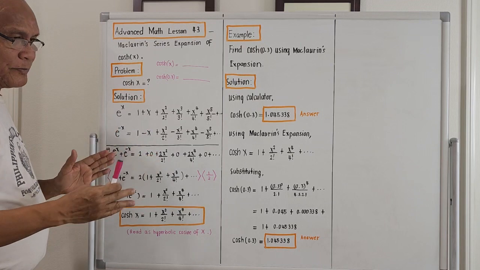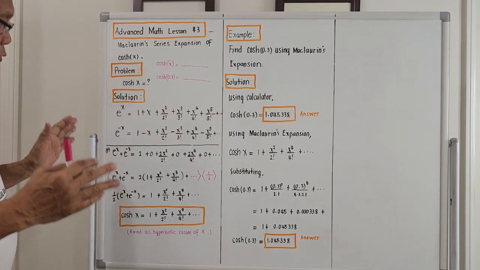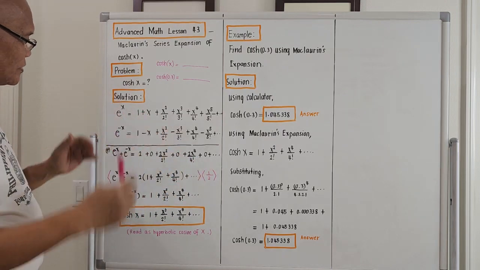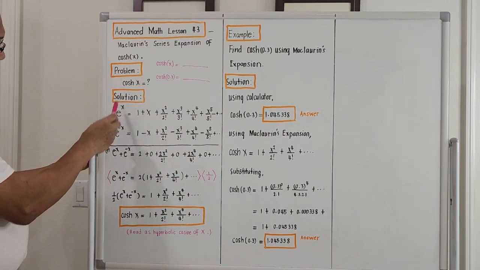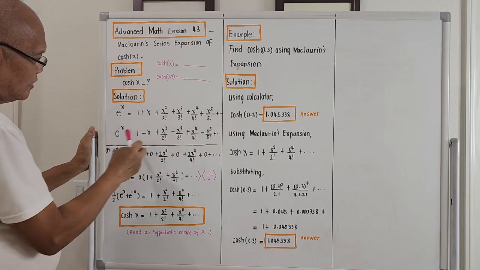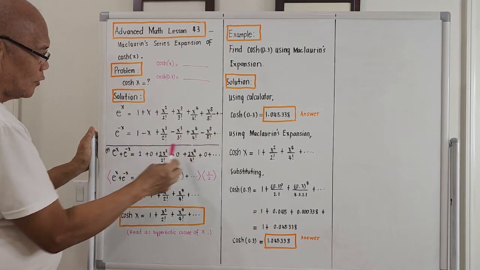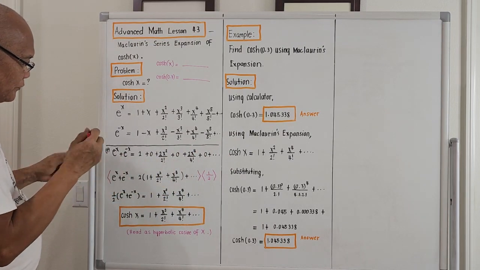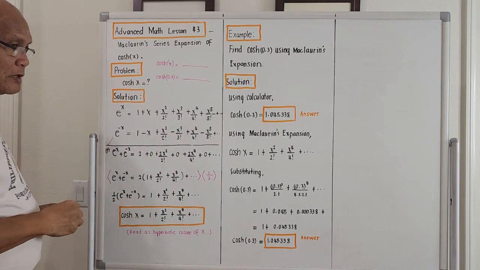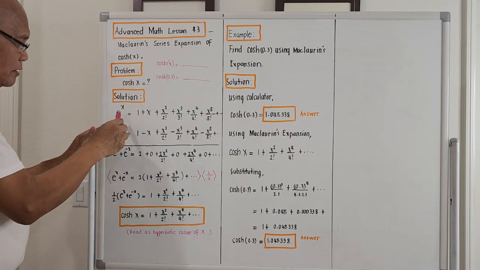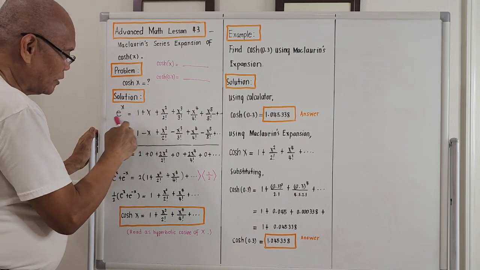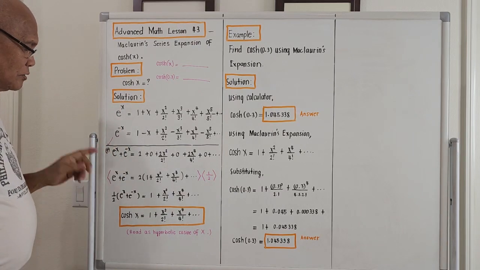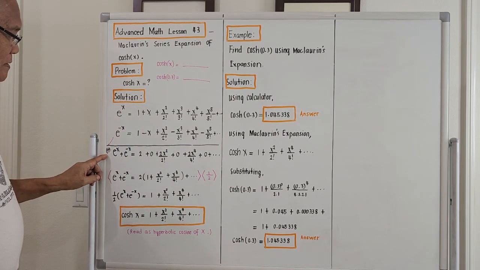But the equations on each right-hand side are almost the same, except for the sign. So for e to the x, it is this. E to the minus x is this. Okay, we will perform the operation of addition. We add the Maclaurin's expansion of e to the x to the value of e raised to negative x. So the operation is plus.